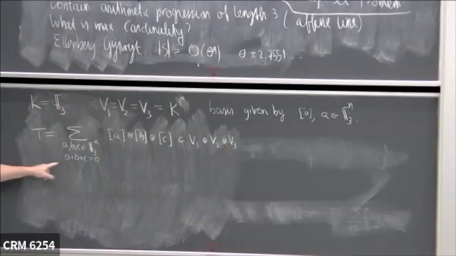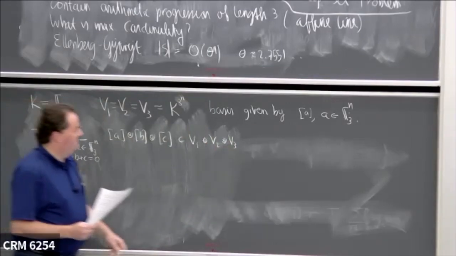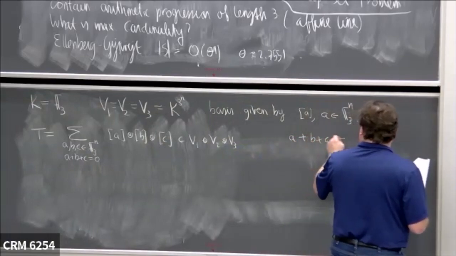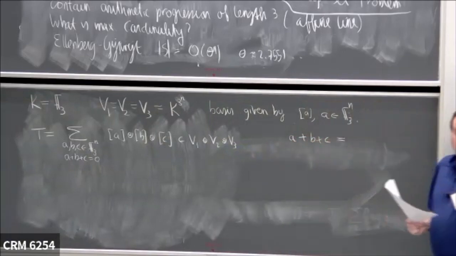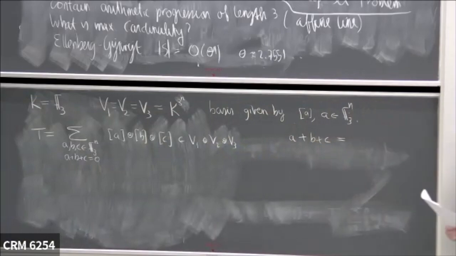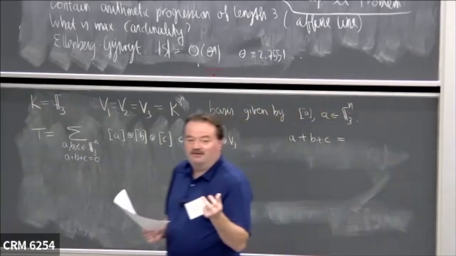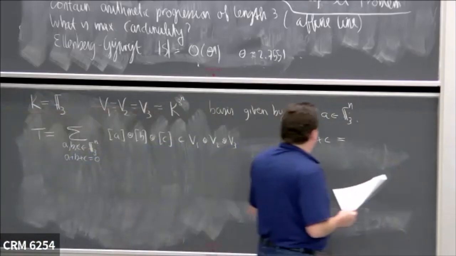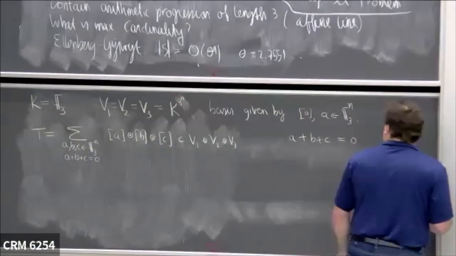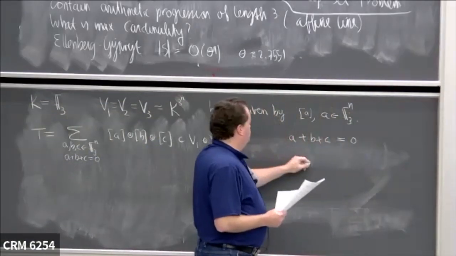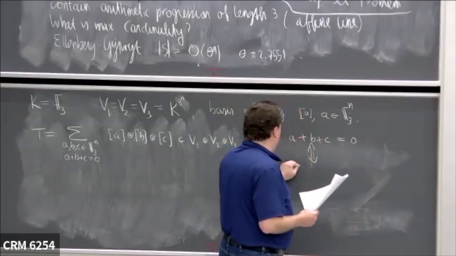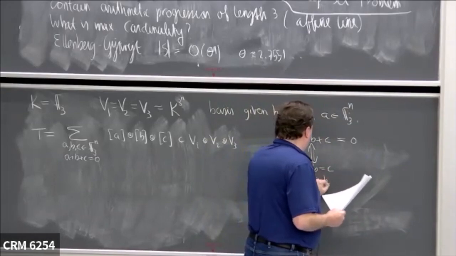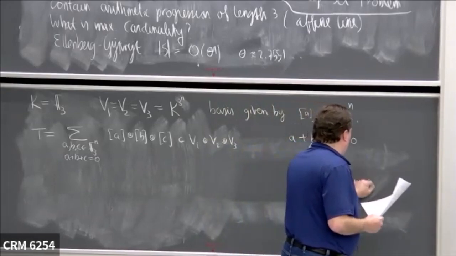So what is this condition A plus B plus C? Well, you can easily see that if you have 3 elements in F3 and the sum is equal to 0, it's either all 3 are equal or it's 0, 1, and 2 in some order, right? It's kind of a funny property. So what that shows is that this is 0 only if A is equal to B is equal to C, or A, B, C form a line.